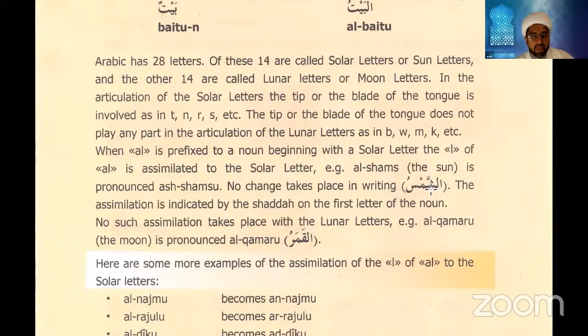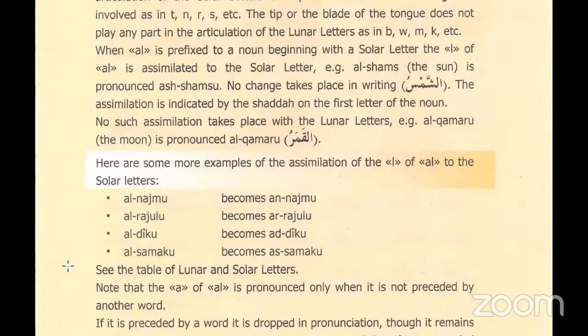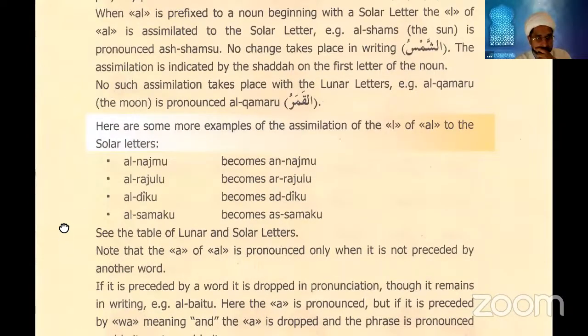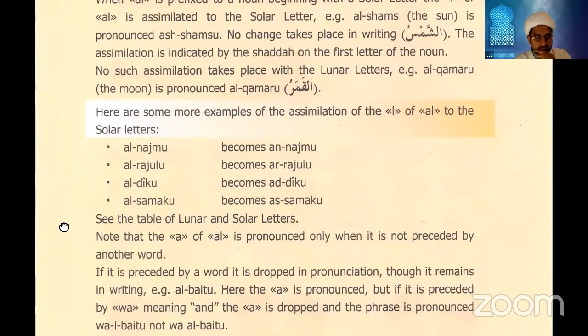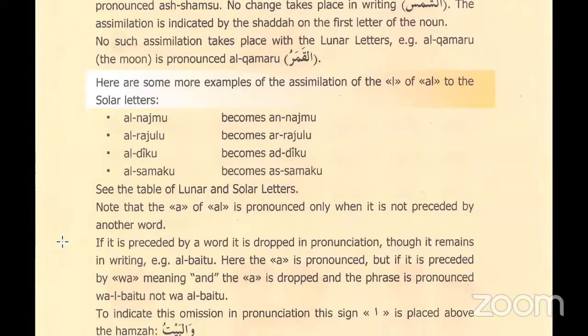So ash-shamsu, at-tujaru, ad-diku, ar-rajulu. The assimilation is indicated by the shadda on the first letter of the noun. No such assimilation takes place with the lunar letters. Example, al-qamaru, the moon, is pronounced as al-qamaru.